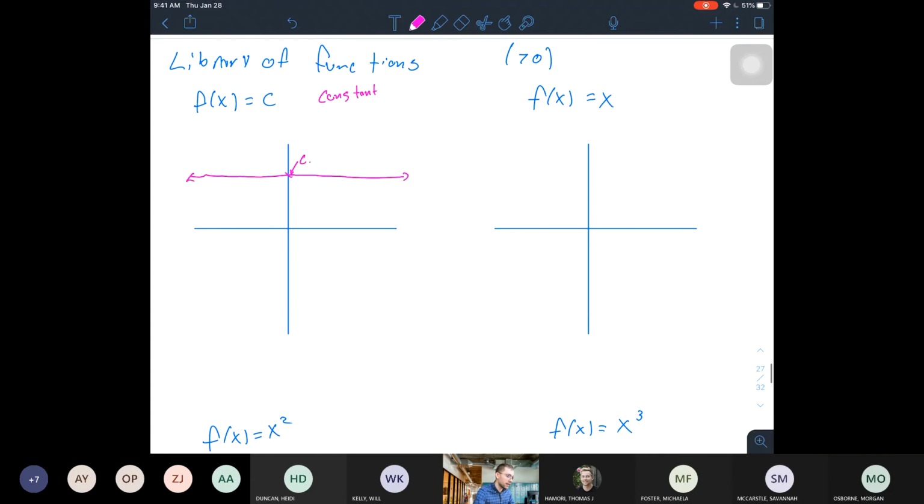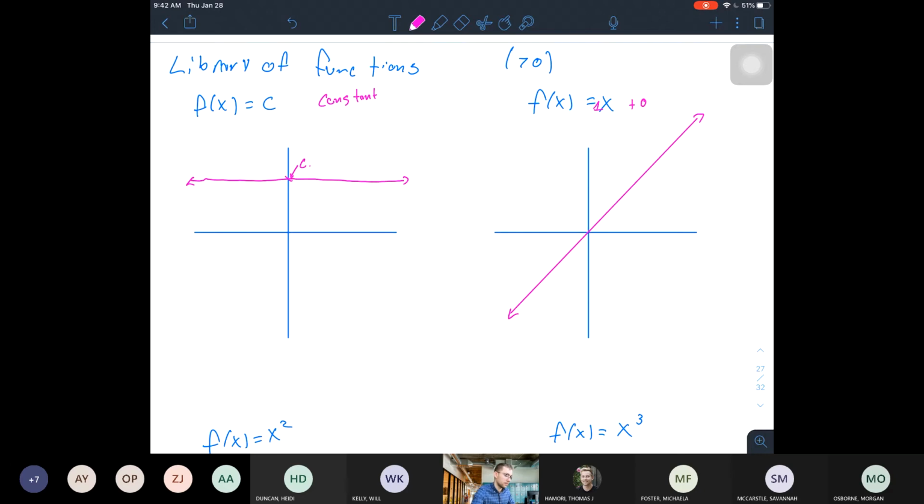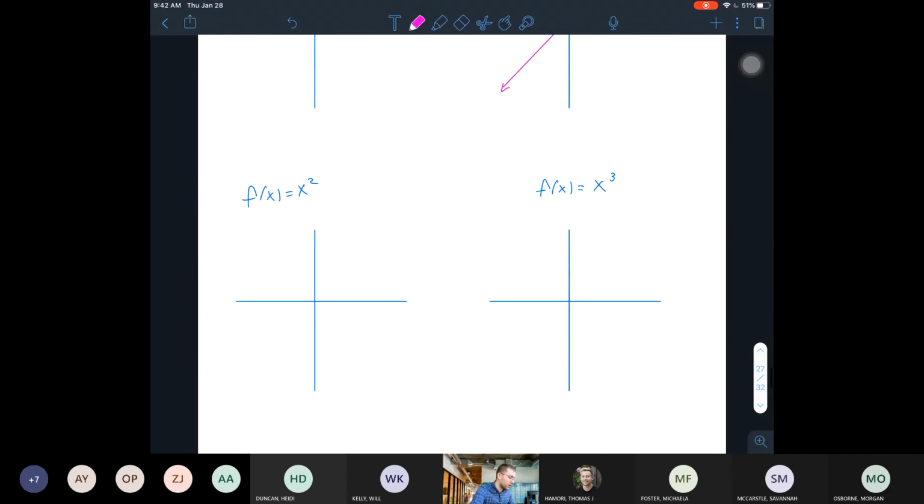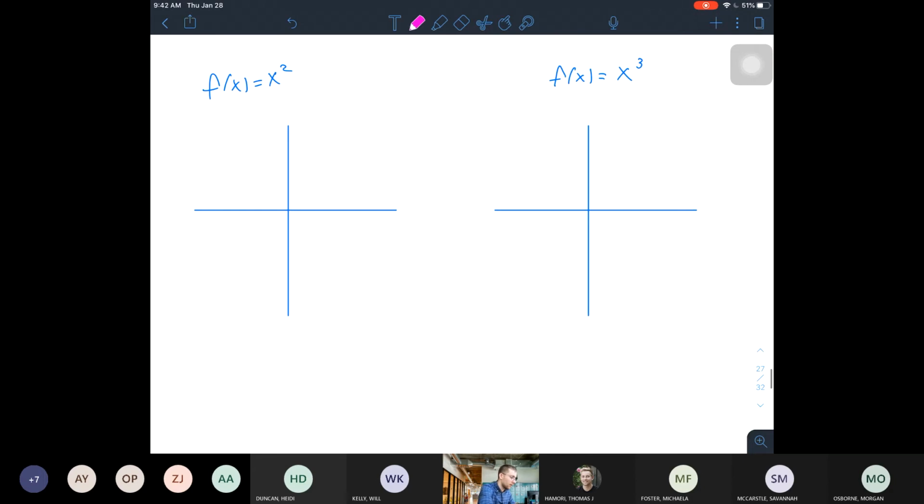Now f of x equals x, we know it's going to be a linear function, and in fact it's going to have slope 1, and it's going to have y-intercept 0, so it's just going to be the line which goes straight through the origin like this. All right, now x squared. That we all know is our friendly parabola.